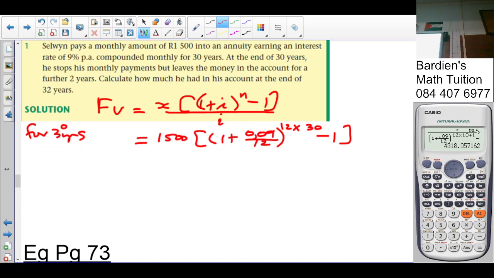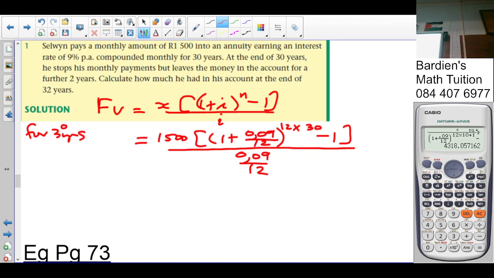Okay, here it says annuity earning interest rate. So here it wasn't specified that it's going to start paying immediately. And it didn't specify that they will start in 1 month's time. So we assume that it is at the end of the month. Unless specified that it's paid immediately, then I put that plus 1 on the time, on the exponent. You guys understand? Okay? And this is all over your interest, which is 0,09 over.